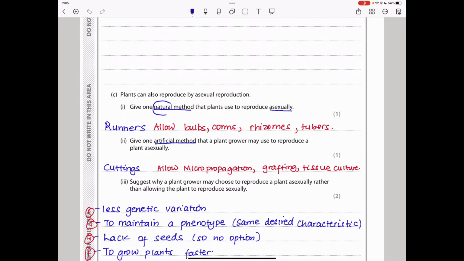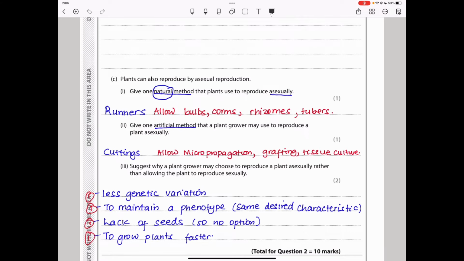When they say natural, give one natural method that plants use to reproduce asexually. Natural should be maybe runners, bulbs, corms, rhizomes, tubers. Please do not say micropropagation, those are not natural, so you cannot use that. Those are some artificial ways of asexual reproduction. So the artificial here we have, yes, is cutting. They say, give one artificial method that a plant grower may use to produce a plant asexually. We can use cuttings, we can use grafting, tissue culture, we can use micropropagation. All these are possible answers.